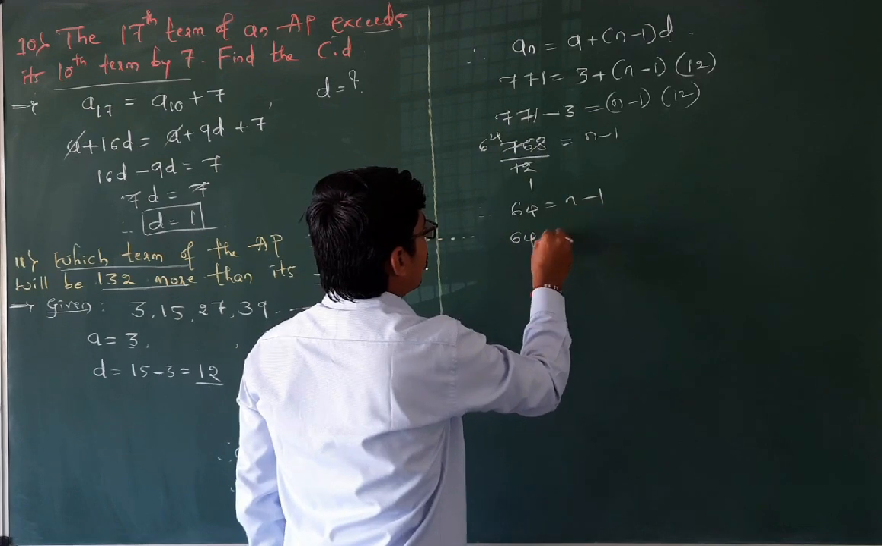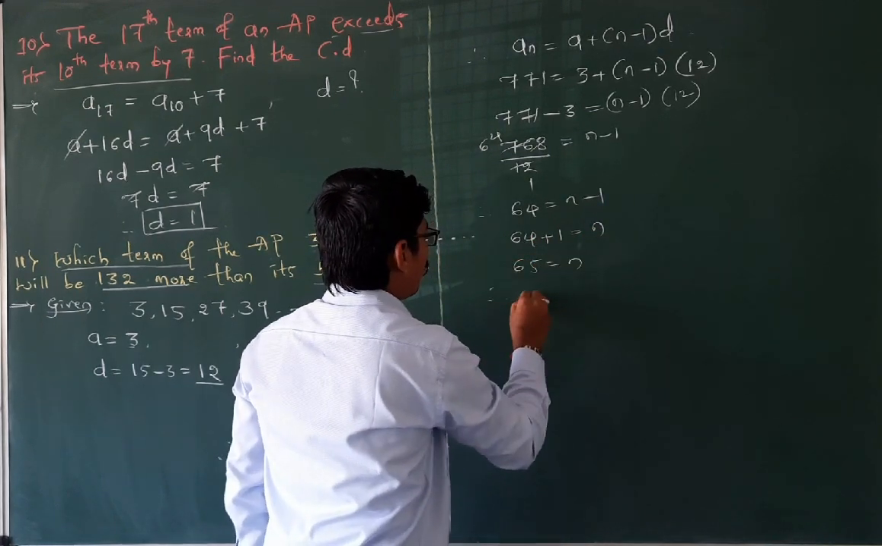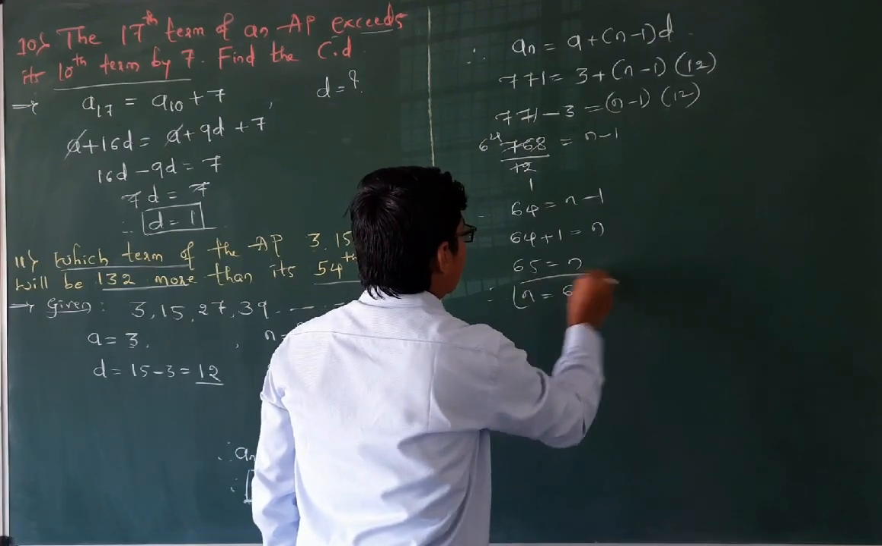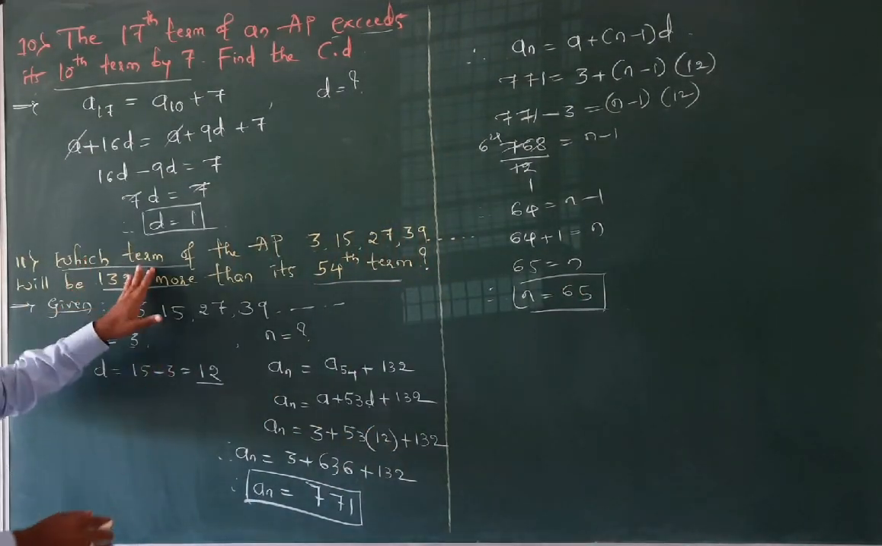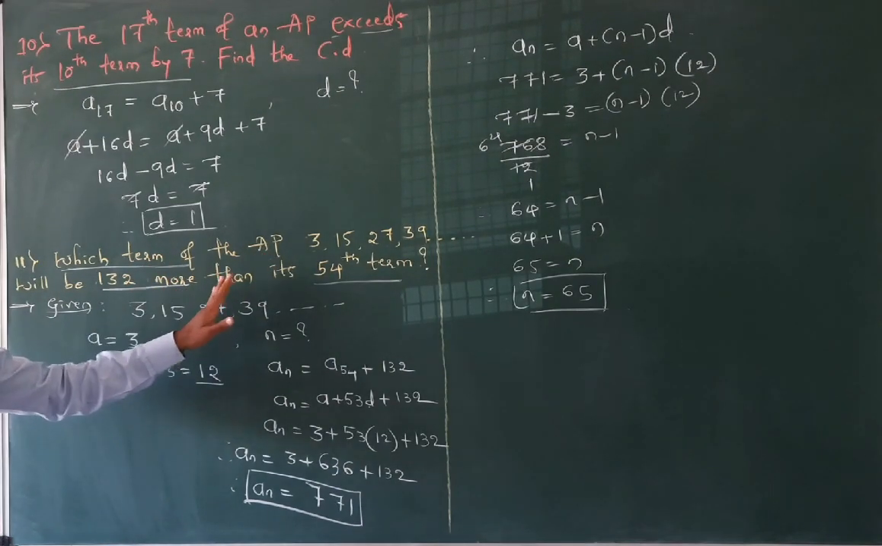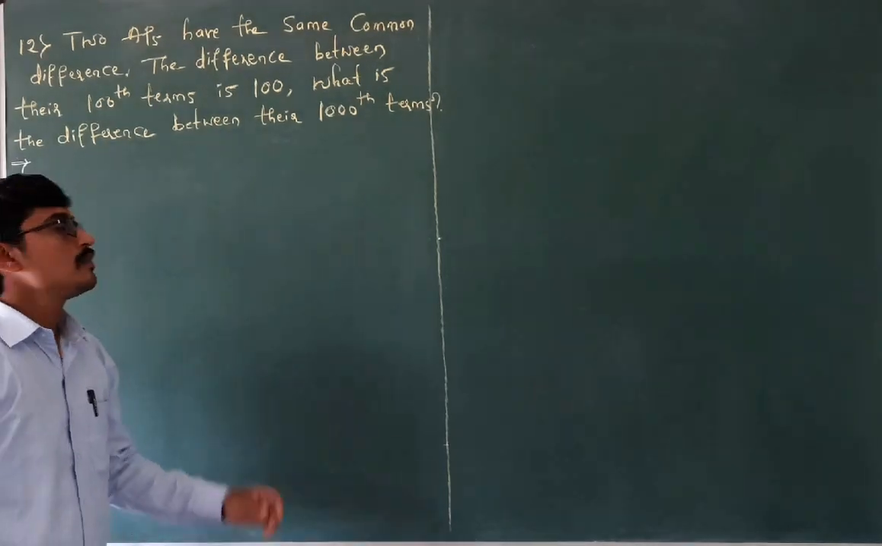64, minus 1 comes here, it becomes plus 1, is equal to N. 65 is equal to N. Therefore N is equal to 65. So the answer to the question, which term is it, is the 65th term of the AP, which is 134 more than its 54th term.